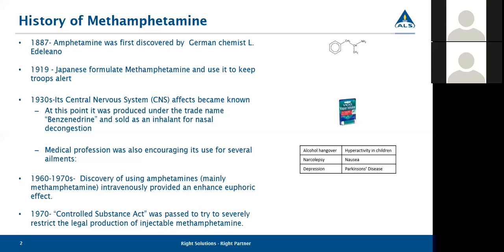As is well known, the 60s and 70s were two decades in which many drugs were available and used liberally. It was during this time period that an enhanced euphoric effect was discovered if methamphetamine was intravenously administered. This discovery dramatically increased awareness and prompted the passing of the Controlled Substance Act in order to restrict the legal production of injectable methamphetamine.